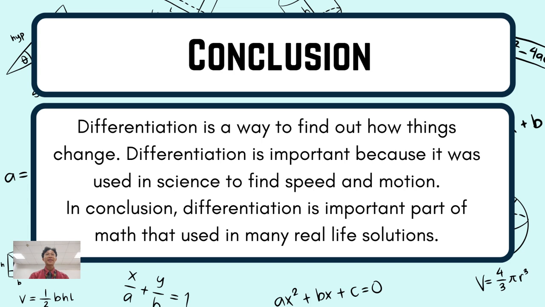Differentiation is a way to find out how things change. Differentiation is important because it is used in science to find out speed in motion. In conclusion, differentiation is an important part of math that we can use in many real-life situations.